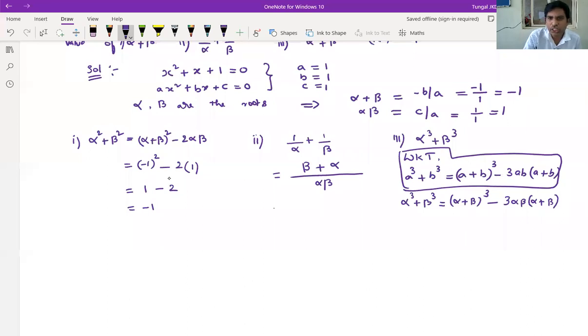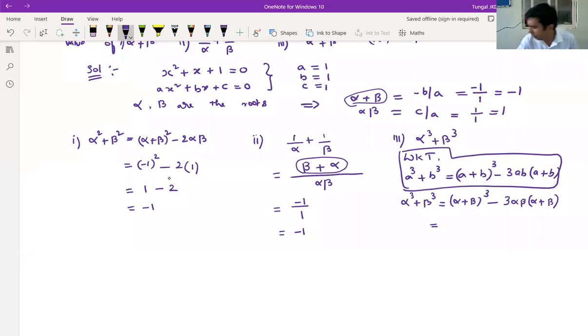Come to second question. Here in the second question, what is there in numerator? Beta plus alpha. Alpha plus beta and beta plus alpha are both the same. What is that value? Minus 1 by alpha beta value, how much? 1. So minus 1 by 1, what will we get? Minus 1 only. Understood everyone? Next, come to third question.